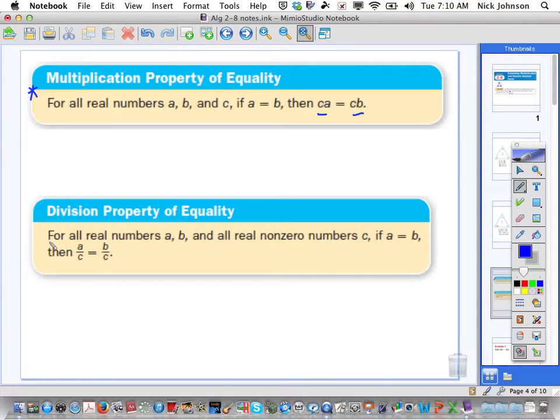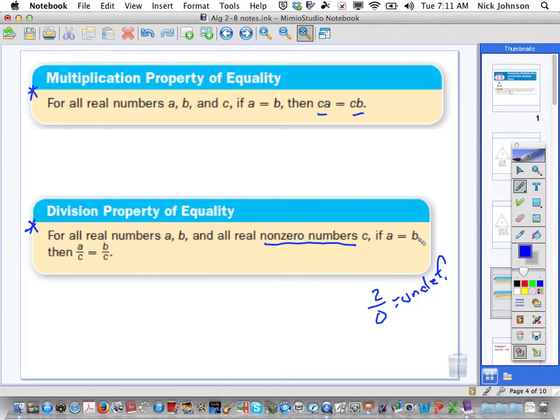The division property of equality says for all real numbers a, b, and c, and all real non-zero numbers c. C cannot be 0. Why? Because we can't divide by 0. If you divide by 0, it's undefined. You need to write that down. You cannot divide by 0.